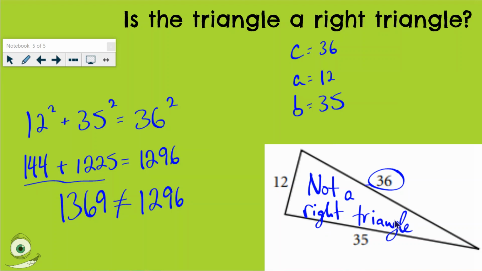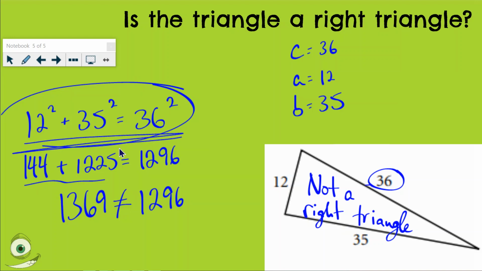So again, you're really just testing using the Pythagorean theorem. If these two sides are equal to each other, it has to be a right triangle. If they're not equal to each other, like we saw here, that is not a right triangle. So these are really just yes or no questions using that to test to see if it is a right triangle.